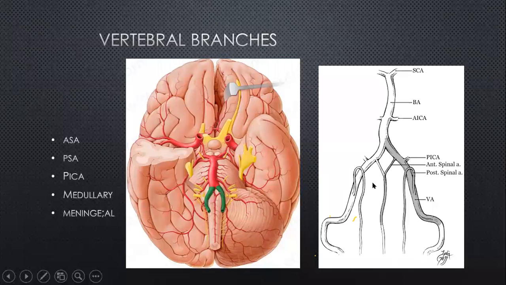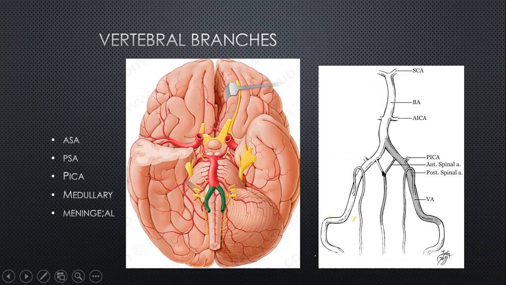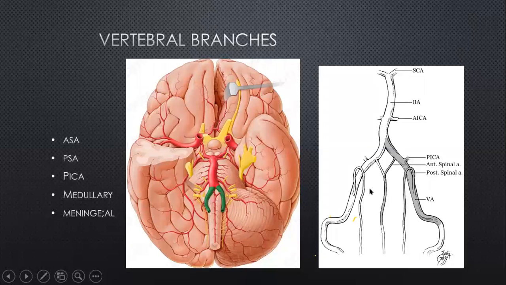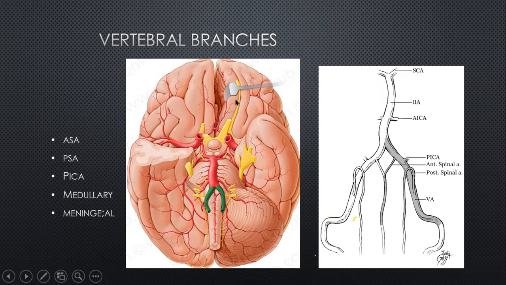But the most important branches of the vertebral artery are the posterior spinal artery, and from the top, the anterior spinal arteries will join up together to form the single anterior spinal artery, and this will perfuse the upper cervical cord. The left PICA, the posterior inferior cerebellar artery, smaller medullary branches, and the meningeal branch of the vertebral artery. So these are the branches of the vertebral artery.